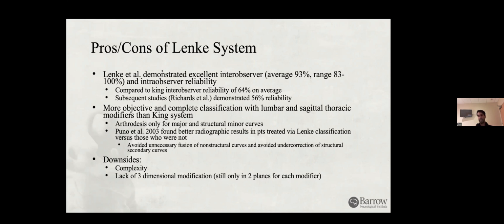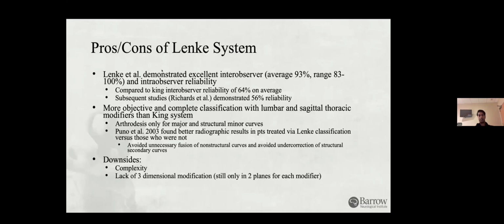And so everyone's very keen on trying to fuse the least amount. But there's also a downside that you don't want to undercorrect, because the spinal deformity will progress or get worse if you don't fuse enough levels. And the Lenke system really kind of hits that sweet spot.